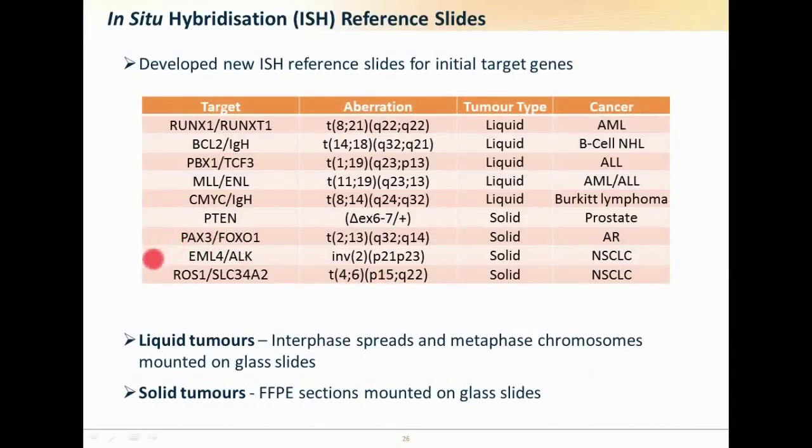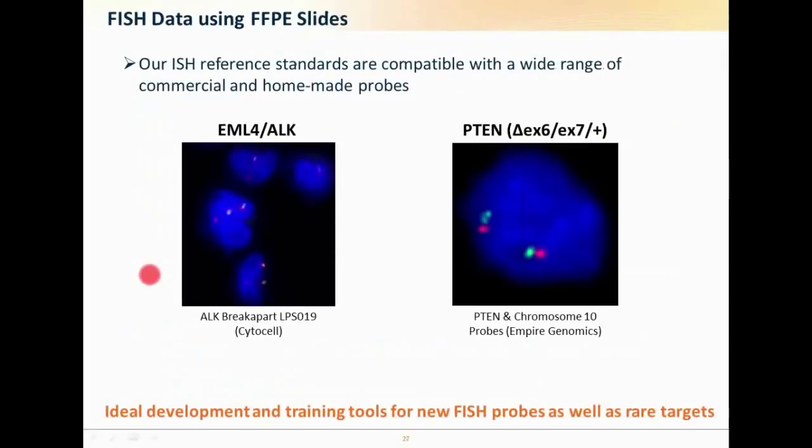Obviously, one of the most interesting is the EML4-ALK translocation that we have, and also the corresponding ROS1 translocation. What we've done is the mutations that are typically found in solid tumors, we've made them as FFPE reference slides, and the ones that are found as liquid, we put them as interphase spreads, or on request we can make metaphase spreads of those as well.